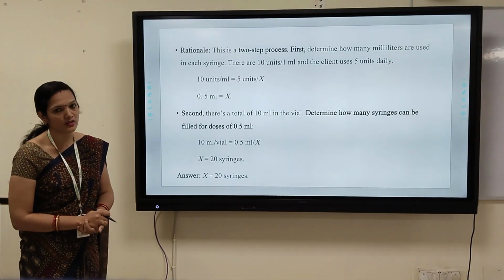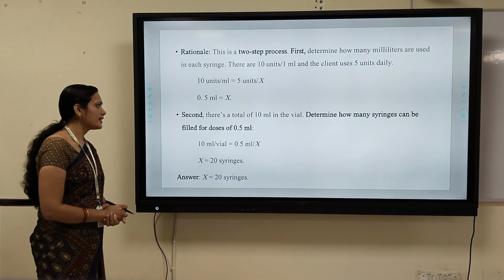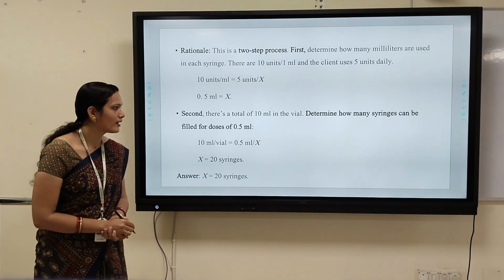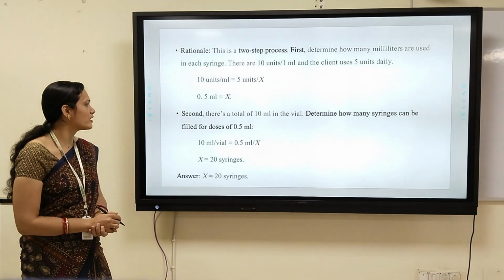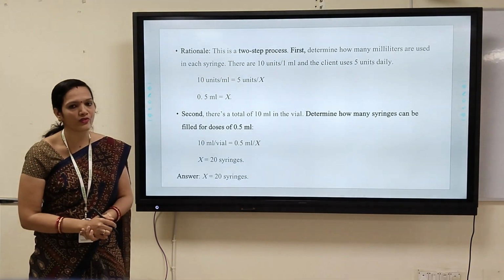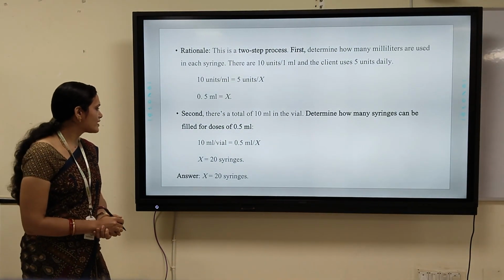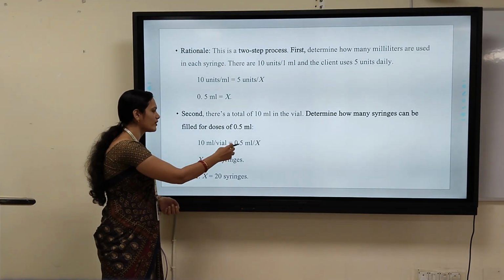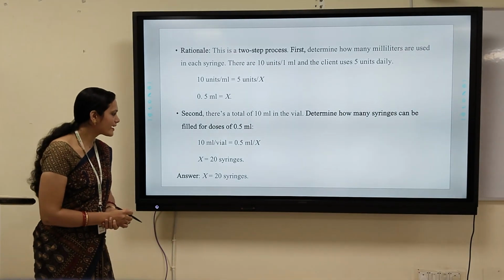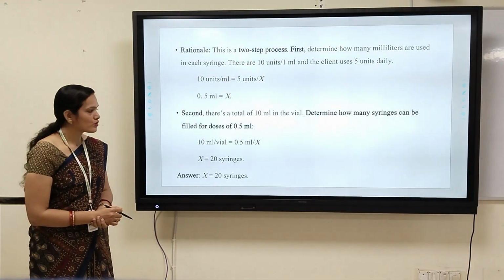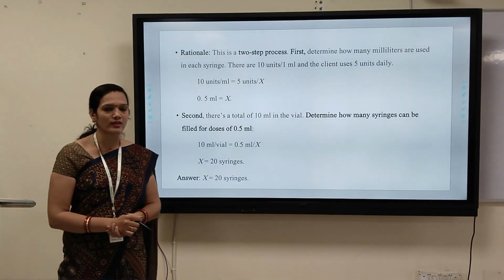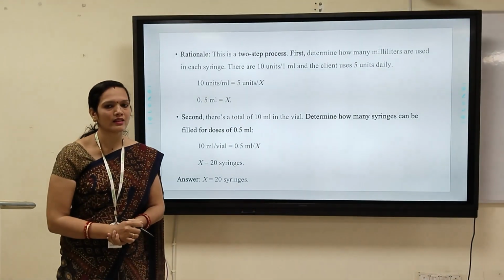The second process is this: there is a total of 10 ml in the vial. So here we have to determine how many syringes can be filled for doses of 0.5 ml. As we know, 10 ml per 1 vial is equal to 0.5 ml by x. So here x is equal to 20 syringes. As our final answer, 20 syringes are needed.